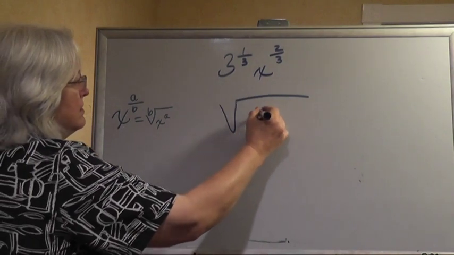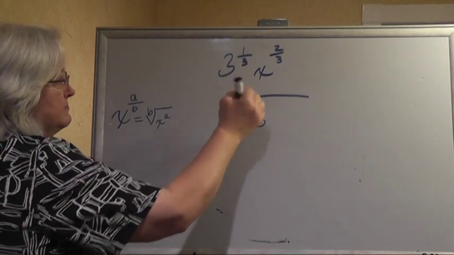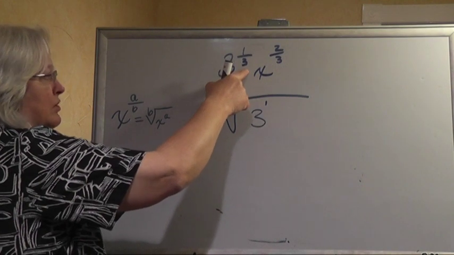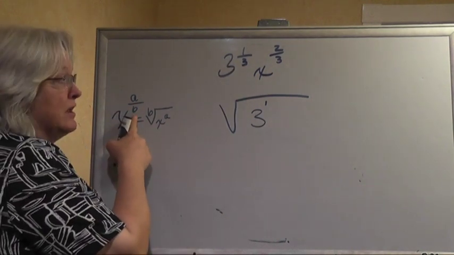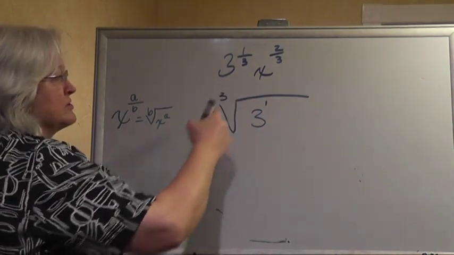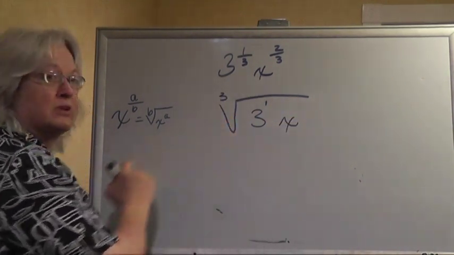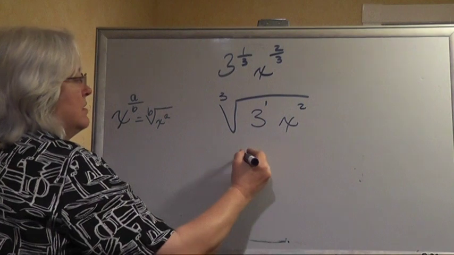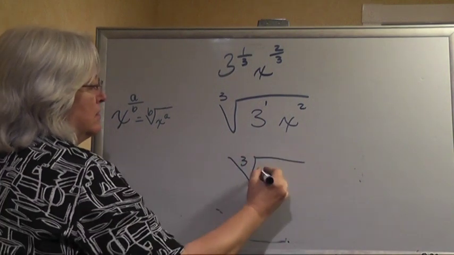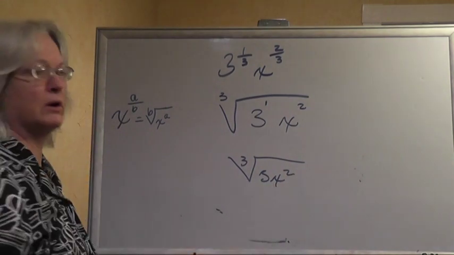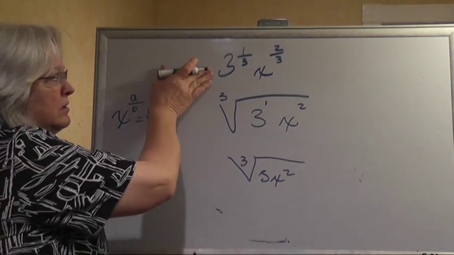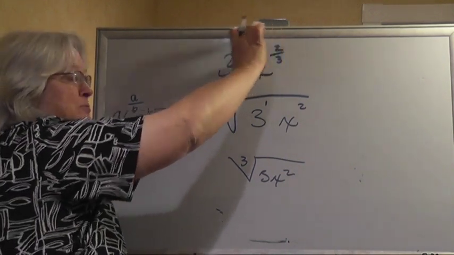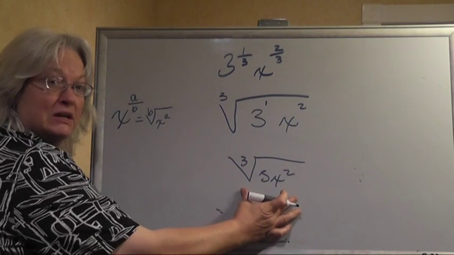Our 3, the exponent is a 1, 3 to the 1st. Our denominator here is what our index is. So we're taking the cube root of 3 to the 1st. We have x. We're also taking the cube root of x, but we're taking the cube root of x squared. So this is the cube root of 3x squared. This is how you write this expression here that uses rational exponents, or exponents that look like fractions. Write it using the radical symbol.